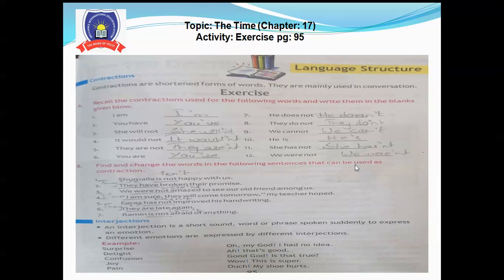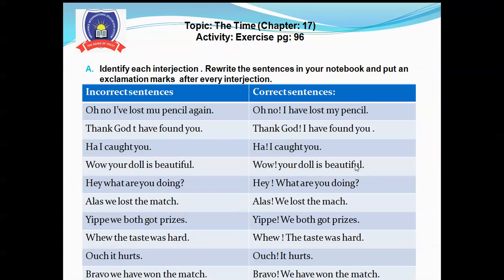Now moving to the next page, page number 96. Here is Exercise A. It says identify each interjection, rewrite the sentences in your notebook and put an exclamation mark after every interjection. Your first sentence is: Oh no, I have lost my pencil again. Next: Thank God, I have found you. Thank God, exclamation mark, I have found you.